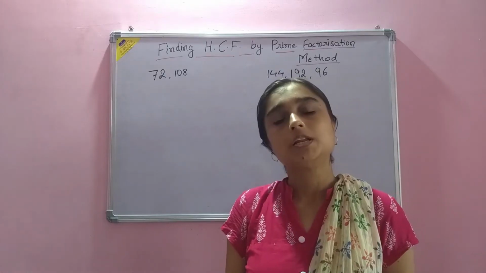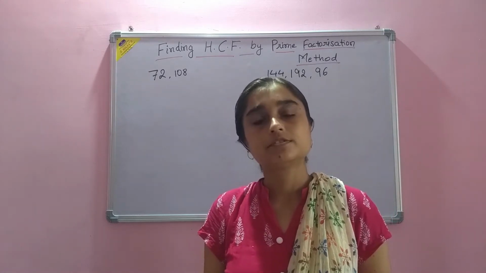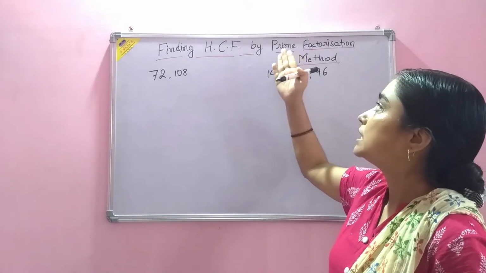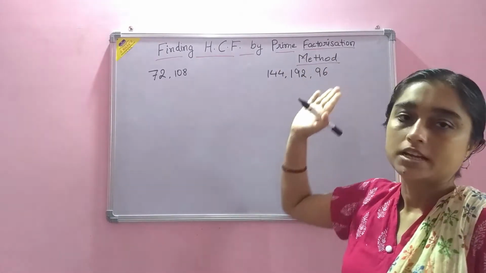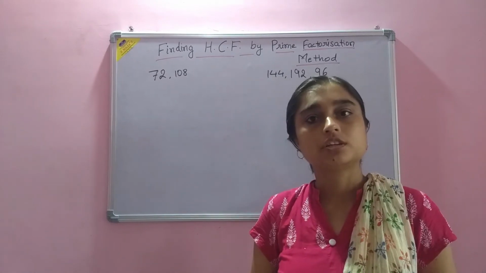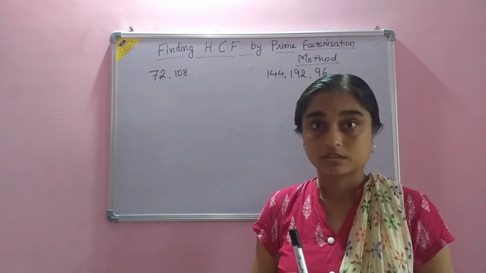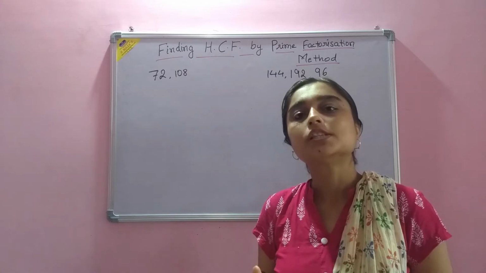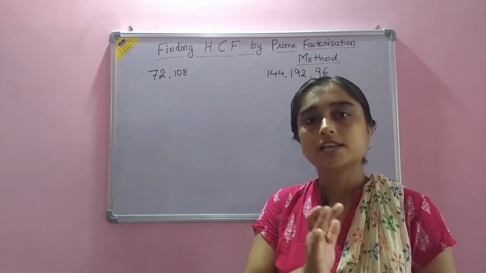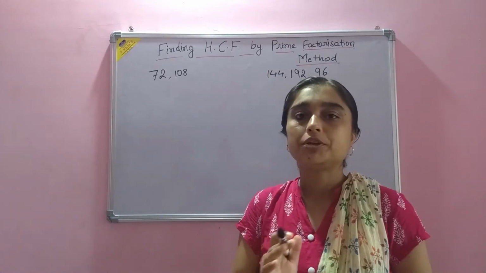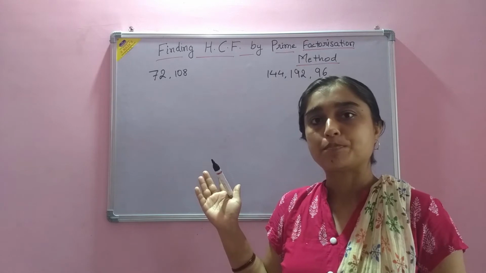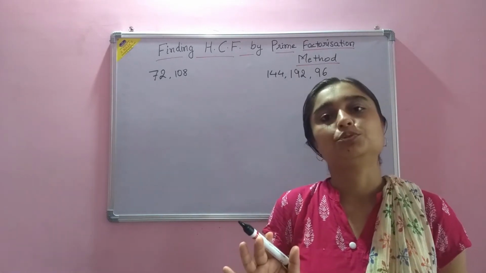Today we will learn finding the HCF by the prime factorization method. All of us know prime factorization of one number. Now we will use that method in finding the HCF, highest common factor, between two or more than two numbers. Here we will take some examples, then the concept will be clear to you.